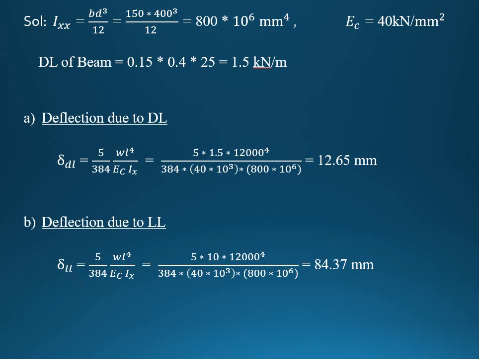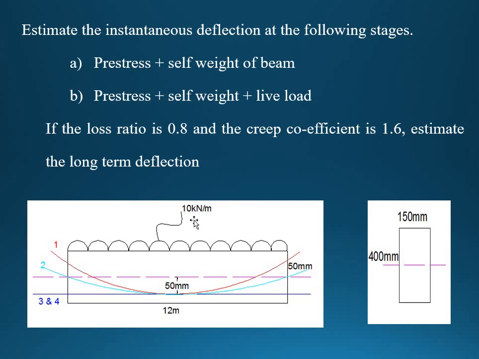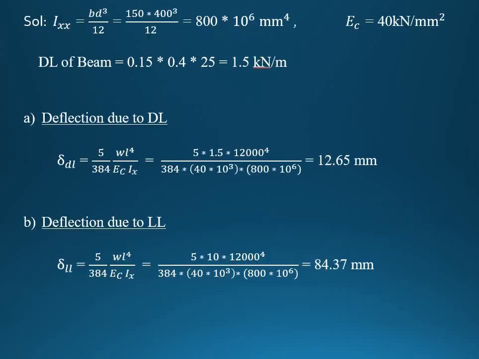In terms of live load, the deflection formula is this one. But here you should be careful, the W value is different. Here W was dead load, here W is live load. Live load value is 10 kilonewton per meter. Substitute that, convert that 10 kilonewton per meter to 10 Newton per mm. After substituting all the values, we will get deflection due to live load as 84.37 mm.